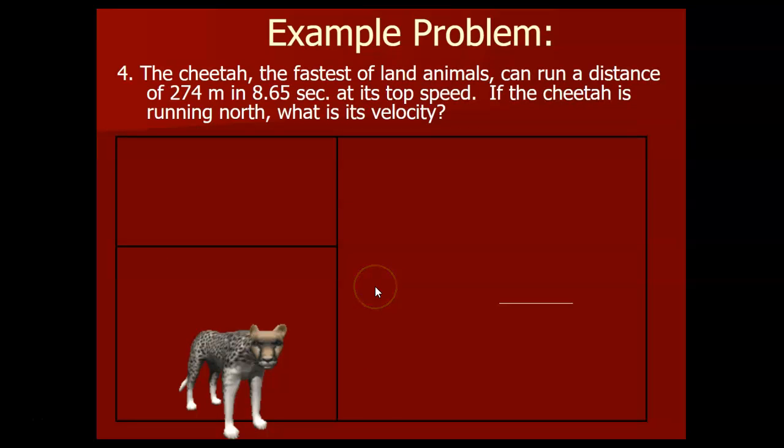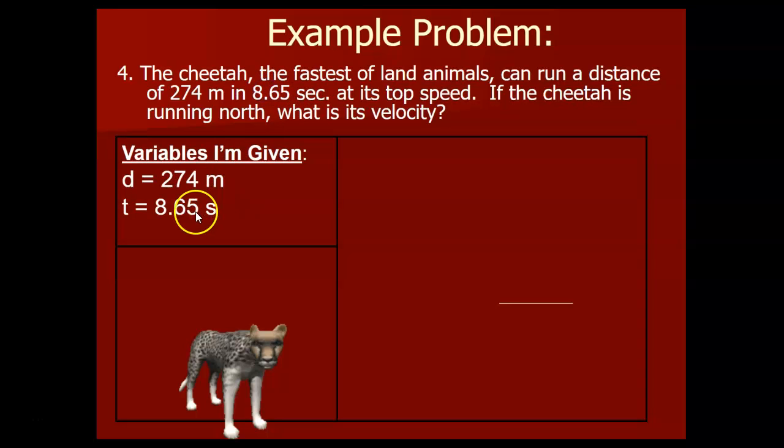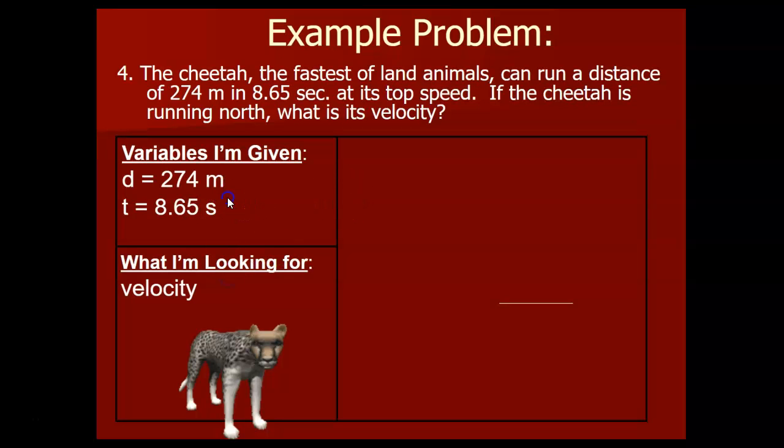The cheetah, the fastest of land animals, can run a distance of 274 meters in 8.65 seconds at its top speed. If the cheetah is running north, what is its velocity? So what are my variables? Variables I'm given. D equals 274 meters, so my distance. I was also given my time. T equals 8.65 seconds. What I'm looking for? Velocity. Formula I will use. V equals D divided by T.